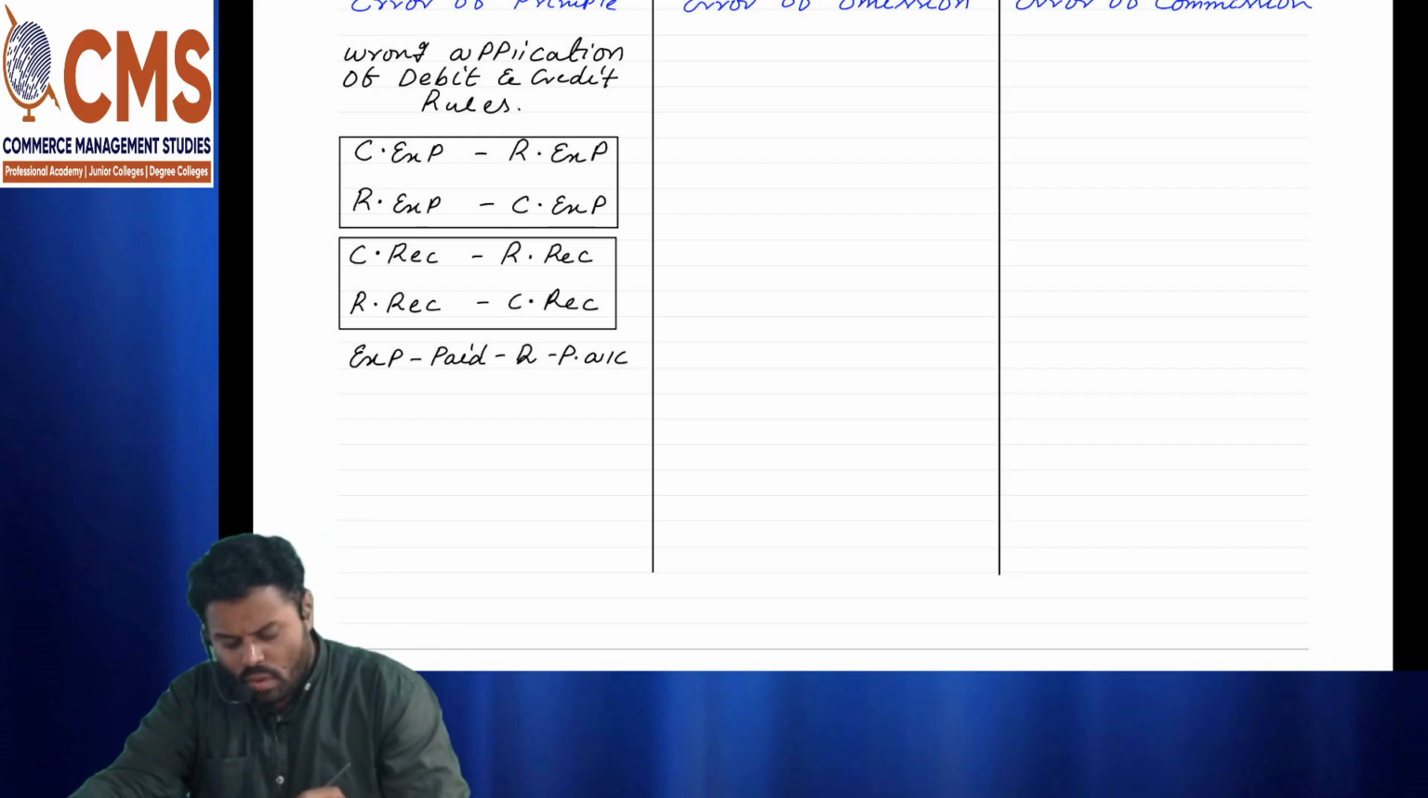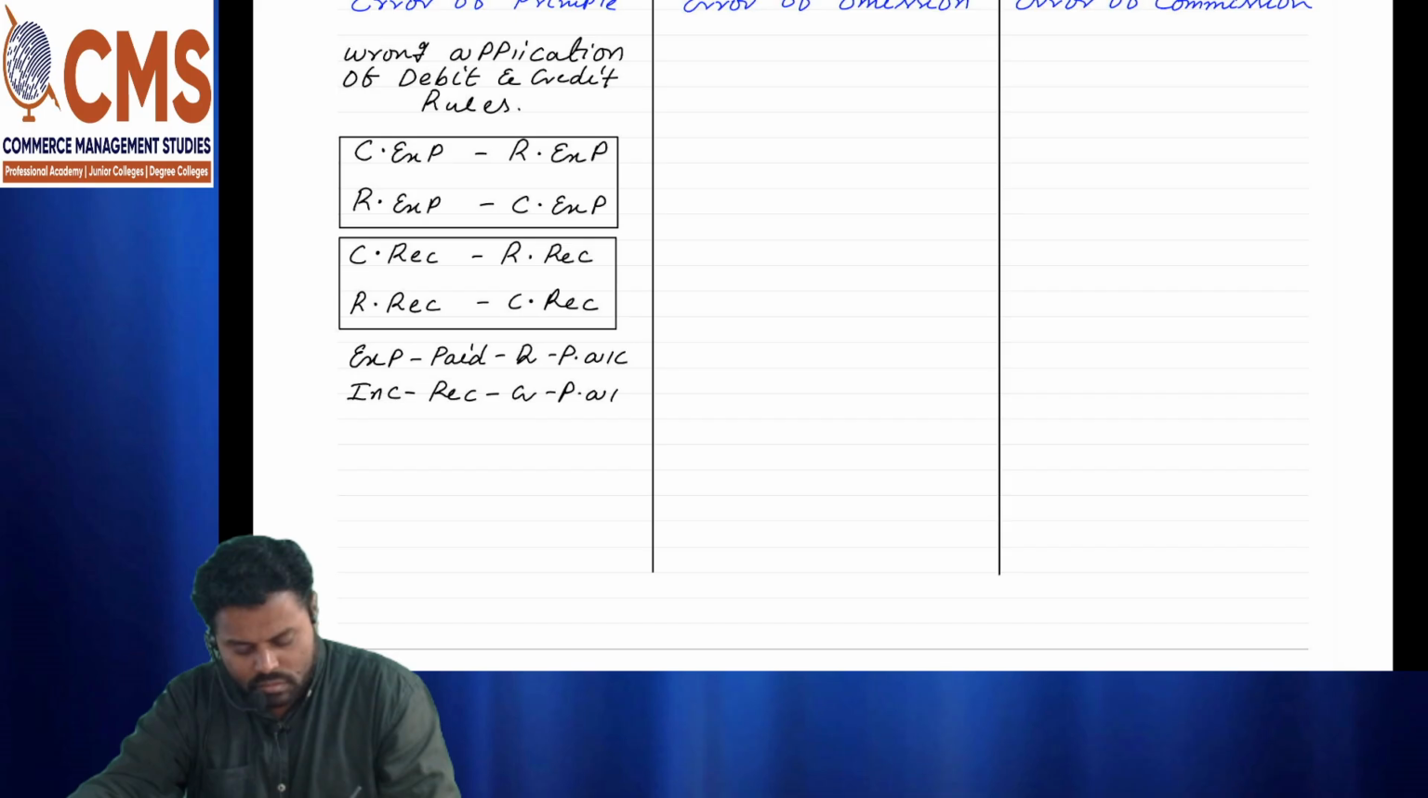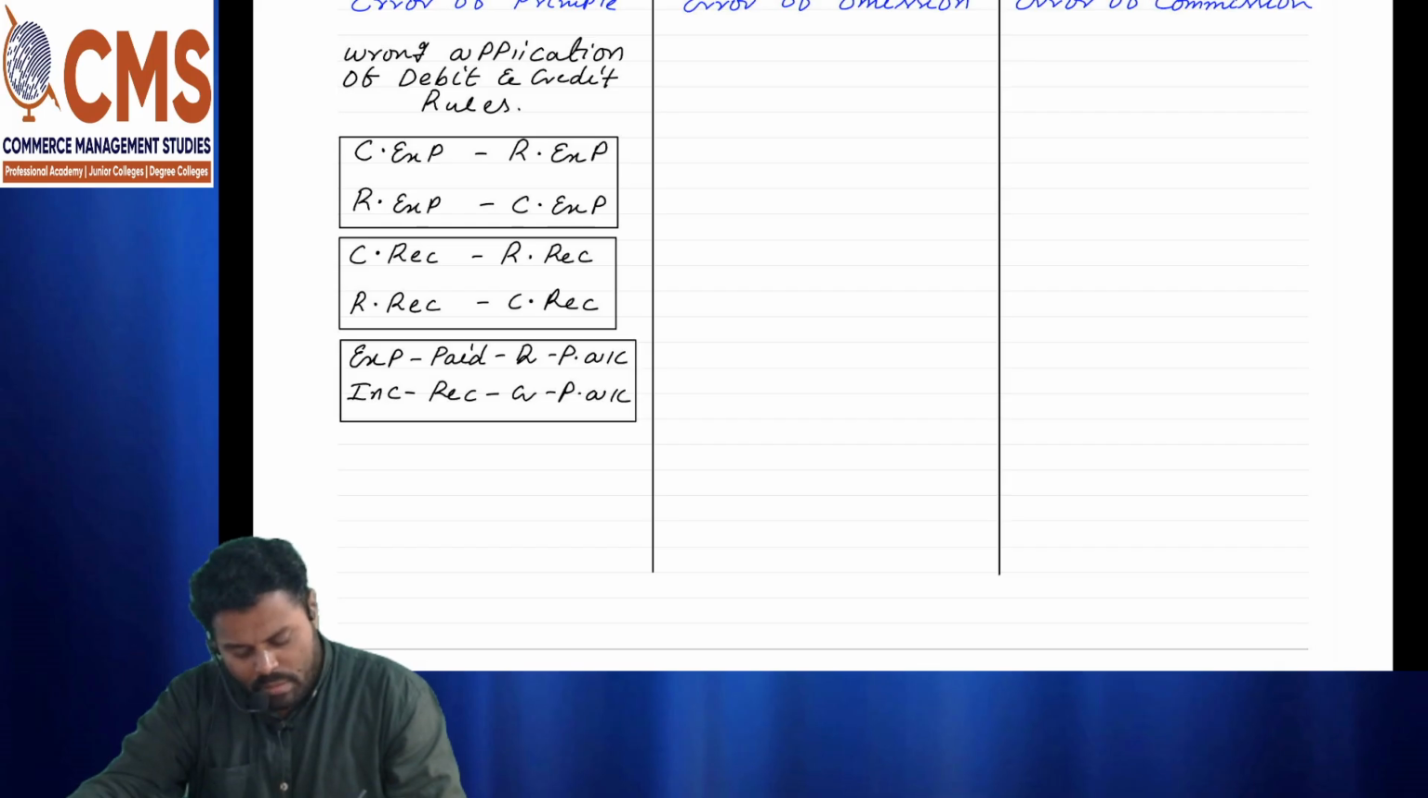Okay. So, expense paid debited to the personal account and income received is credited to personal account. Received commission from Rajesh. What is the entry?